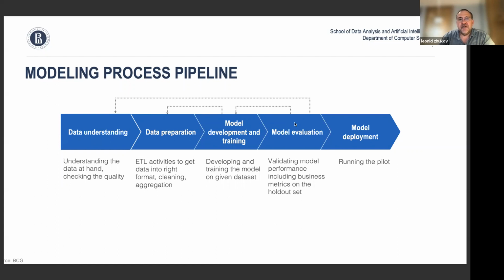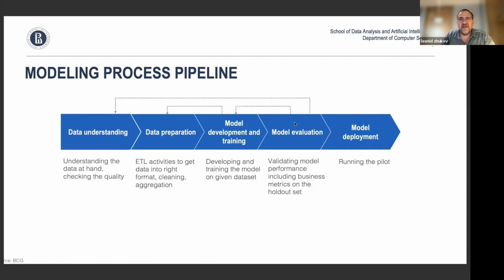Then you do some ETL activities. You need to get the right data in the right format. You need to clean it up. You need to aggregate it. ETL stands for extract, transform, load. I think the second seminar will be dedicated to exercises on data preparation. In fact, a lot of time goes there; you spend a lot of time on data preparation.